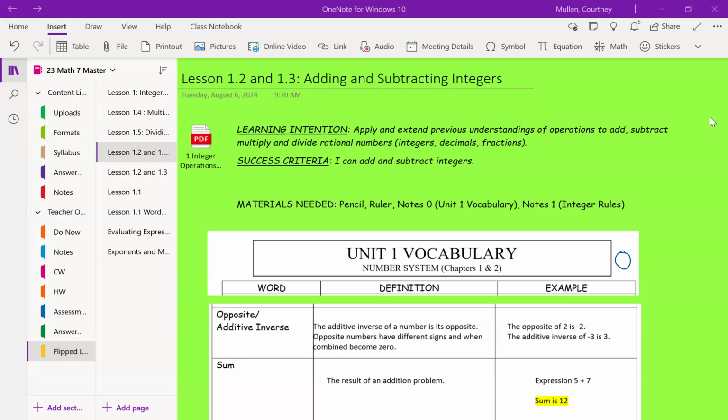Other words you may have heard before, but I still want you to write them down. Sum is the result of an addition problem, and difference is the result of a subtraction problem. Pause the video now and write down these 3 vocabulary words, definitions, and examples on your Note 0.